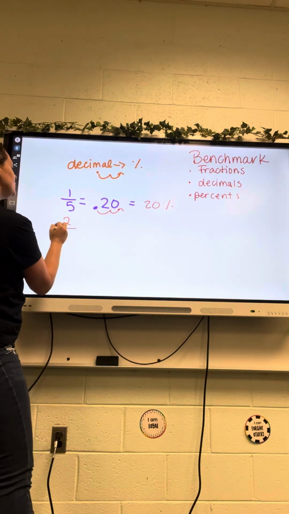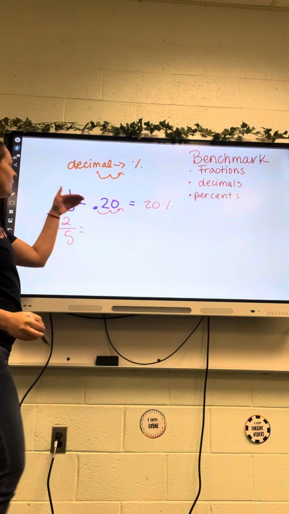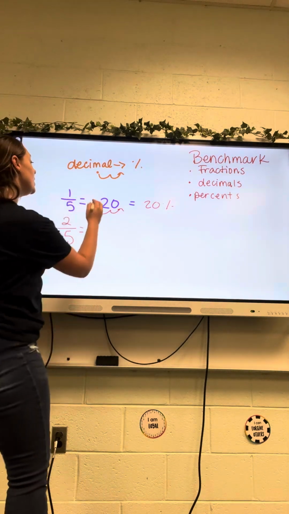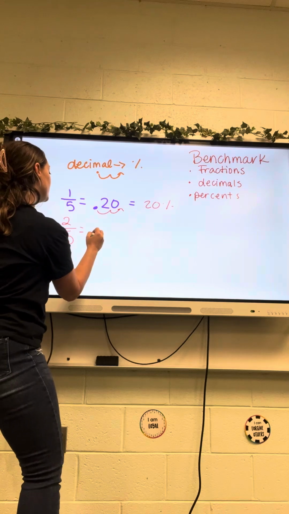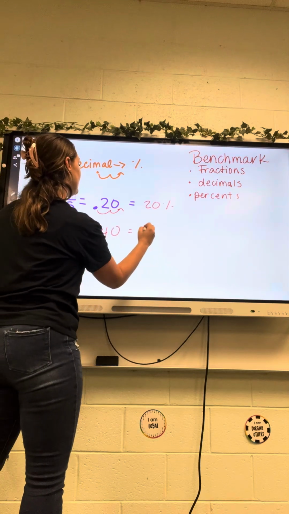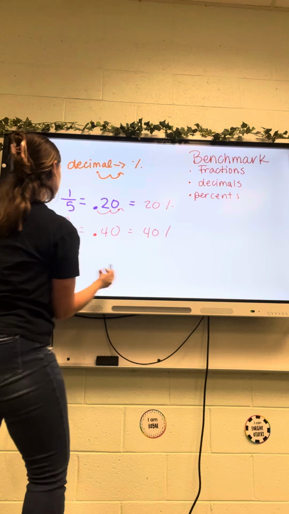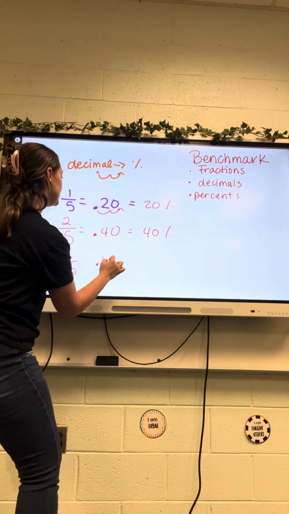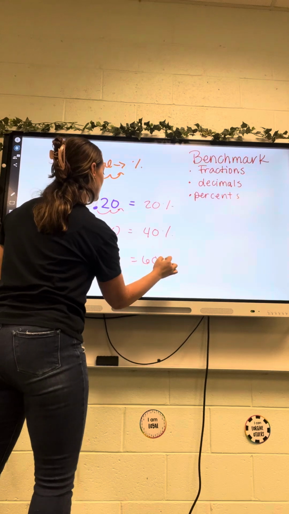Same thing, we have 2/5. The only difference is, how do you get from 1 to 2? We multiply by 2. We do the same thing here. 20 times 2 is 40, right? And then we have 40%, and then we have 3, and it's the same thing. So it would be 0.60, 60%, and so on and so forth.